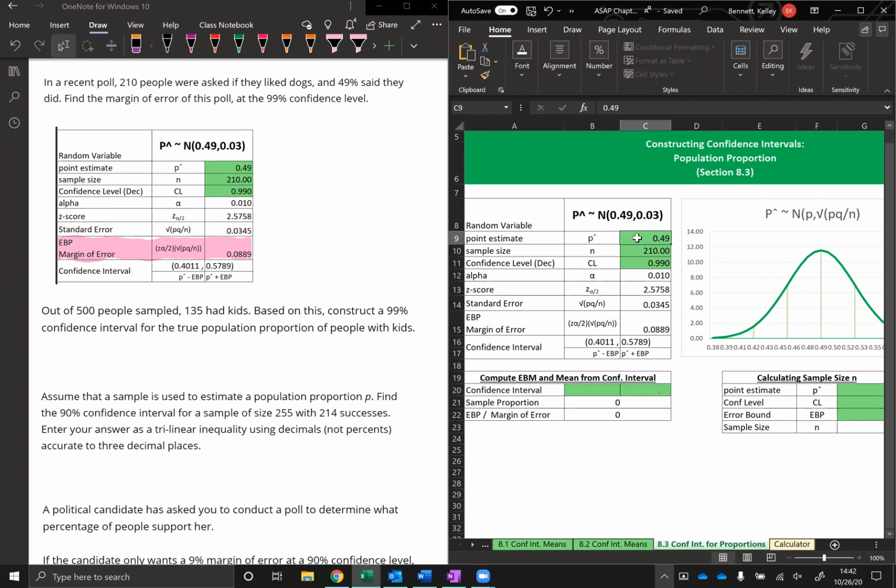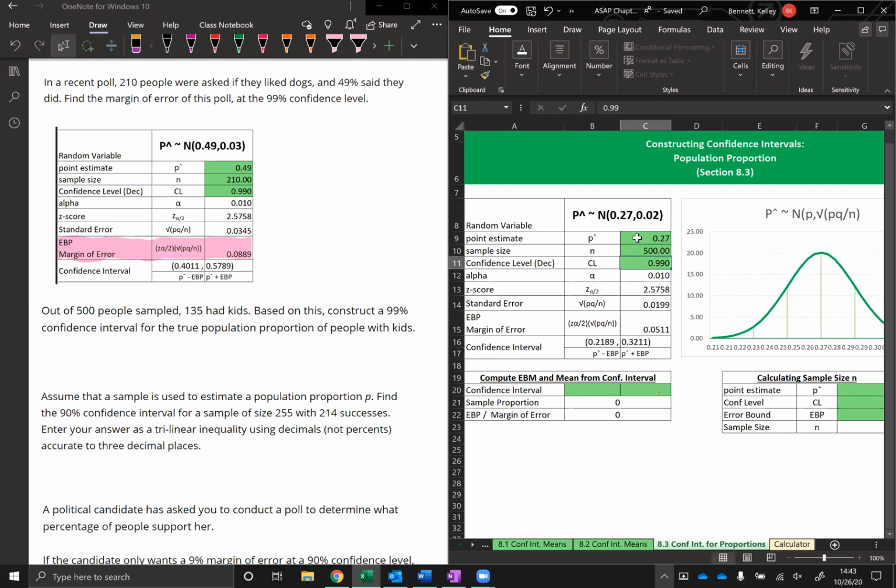And you can type that straight into Excel. So just 135 / 500. And that will tell Excel to go ahead and compute a division here. So I get 0.27. Our sample size was 500, right? Because we asked 500 people.